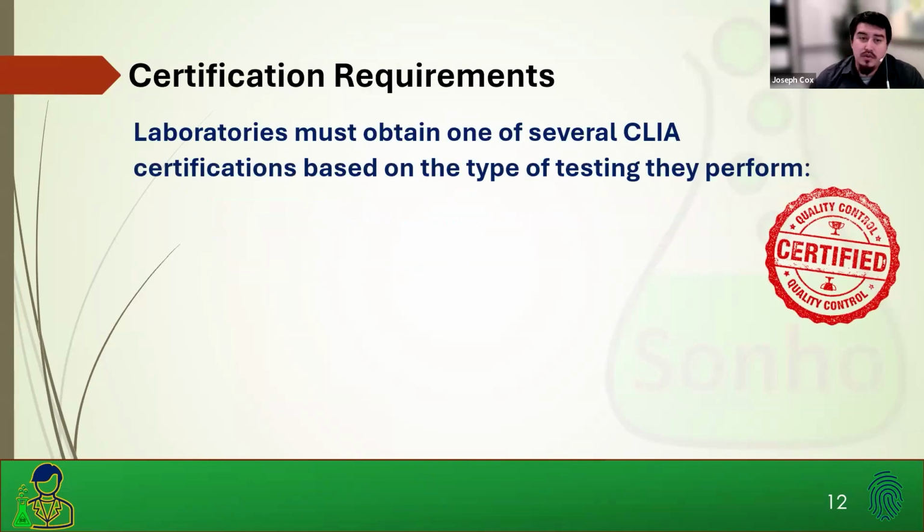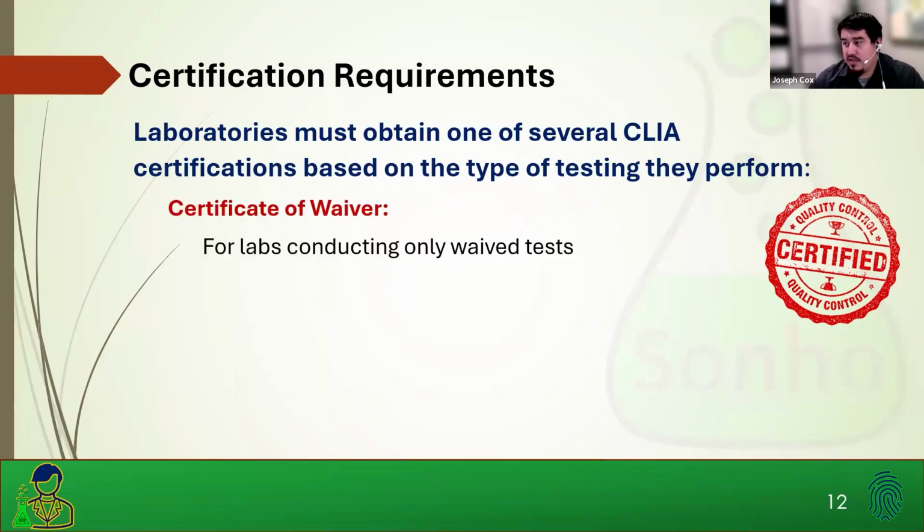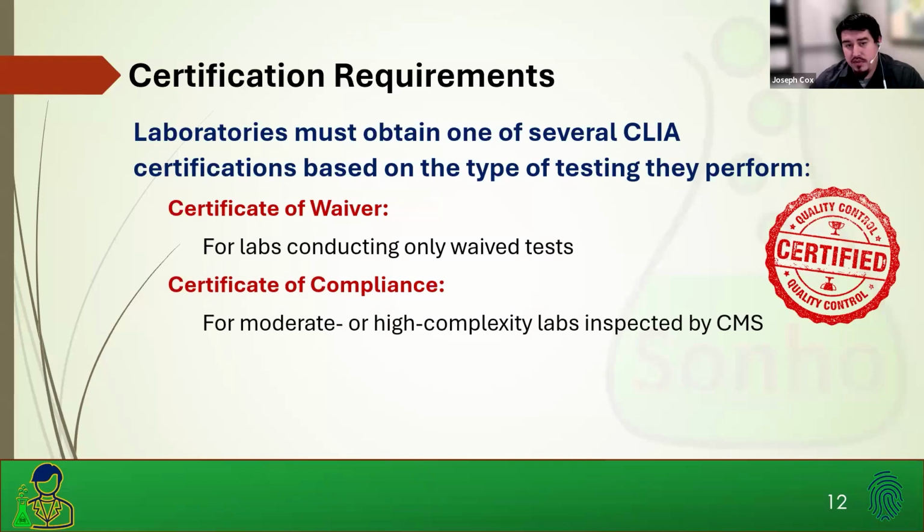Digging into the certification requirements, laboratories must obtain one of several CLIA certifications based on the type of testing they perform. A certificate of waiver is for labs that are only conducting waived testing. A certificate of compliance is for moderate or high complexity labs inspected by CMS. So CMS is also known as CLIA. So you can apply for a certificate of compliance, meaning that CMS will be the one doing the inspection.